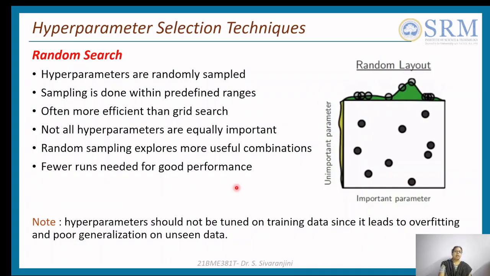Another important point I want to stress is that hyperparameters should not be tuned on training data, since it leads to overfitting and poor generalization on unseen data. Most researchers or people working on deep learning models tend to miss this. So the hyperparameters should not be tuned on the training set, since it leads to overfitting and poor generalization on unseen data, which is the test data.